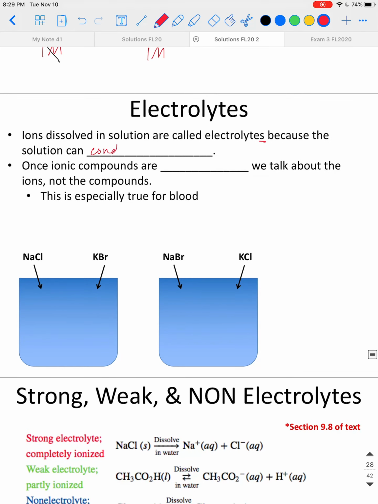Now, once ionic compounds are dissolved into ions, we don't talk about the compounds anymore. We just talk about the ions, or the concentration of ions. And this is exactly how we see blood, right? We don't say, well, we have this much sodium chloride in our blood. We say we have this much of chlorine or chloride. We have this much sodium in the blood. We talk about them as electrolytes, individual ions.